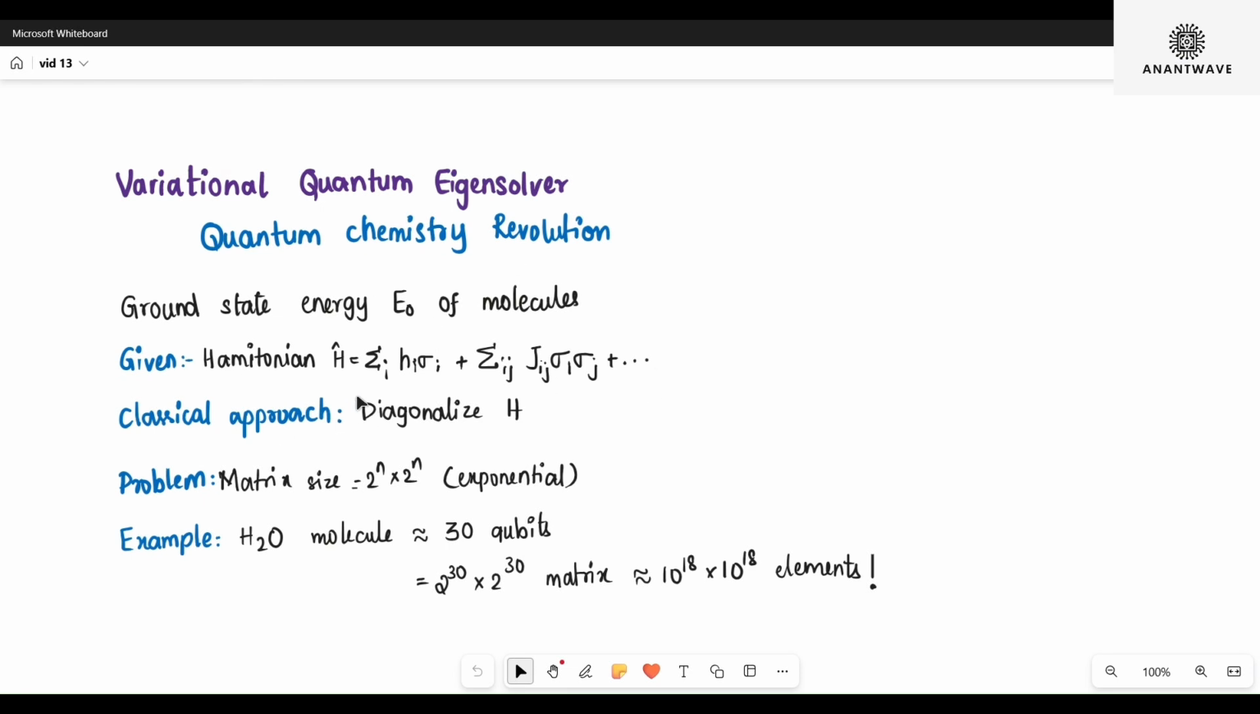In the classical approach, we normally diagonalize H. But here we face a problem. The matrix size will become too big. The matrix size will become 2^n by 2^n, which is exponential. So let's try an example. For an H2O molecule, we need at least 30 qubits. But when we apply that classically, we'll get a 2^30 by 2^30 matrix, which is about 10^18 by 10^18 elements, which is really big. So we'll see the VQE algorithm and how we can solve it using a quantum approach.